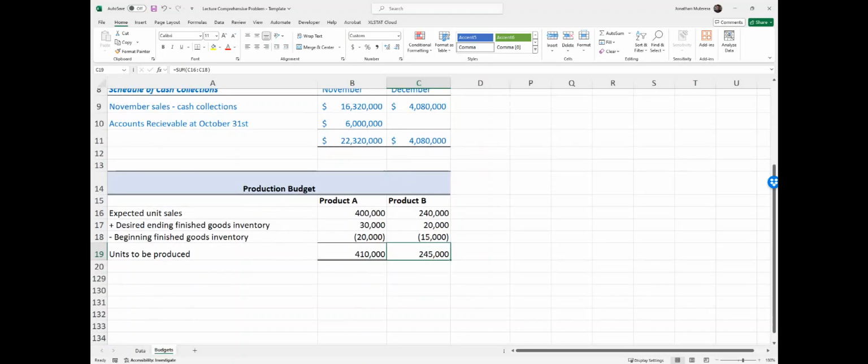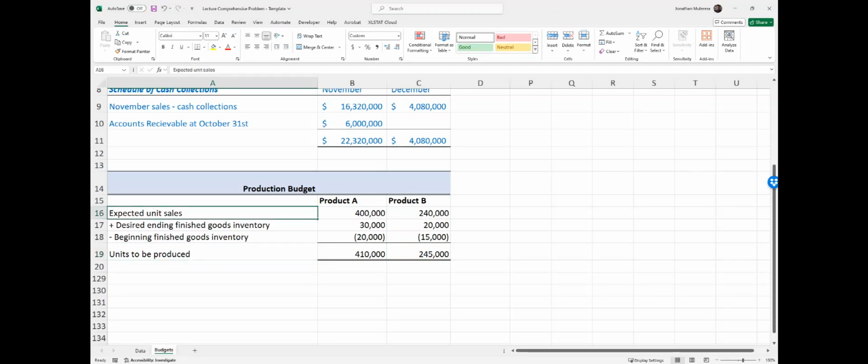And so that's it, my friends, with the production budget. Straightforward. Always remember, what is it that is the bottom line? We want to find out how many units we need to produce. So to find out how many units we need to produce, we need certain pieces of information.